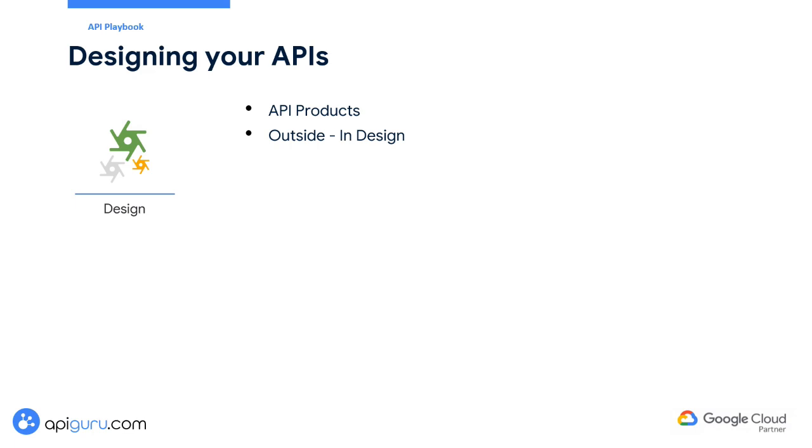Outside-in design is a user-centered approach that prioritizes the needs and experiences of API consumers from the outset. The playbook should encourage teams to gather input from API consumers during the design process, ensuring that APIs are intuitive and aligned with their expectations. By employing user personas and journey mapping techniques, teams can visualize how consumers will interact with the API. This approach not only enhances usability but also fosters greater adoption and satisfaction.